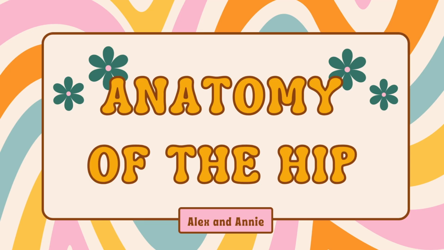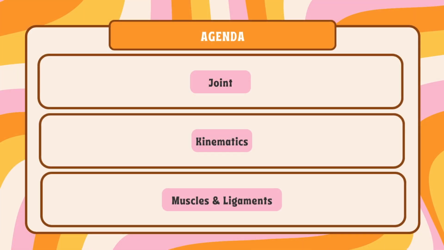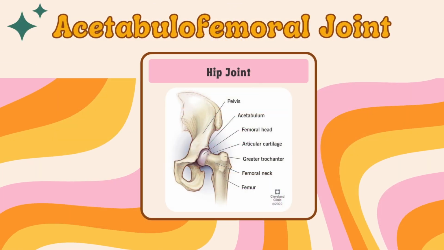Today we're going to be talking about anatomy of the hip. We'll go through the joint of the hip, kinematics, and the muscles and ligaments. So starting off, the hip joint is the acetabulofemoral joint. And between the acetabulum and the femur is articular cartilage and the labrum. So you have a concave acetabulum and a convex femur, and that is what makes up the hip joint.